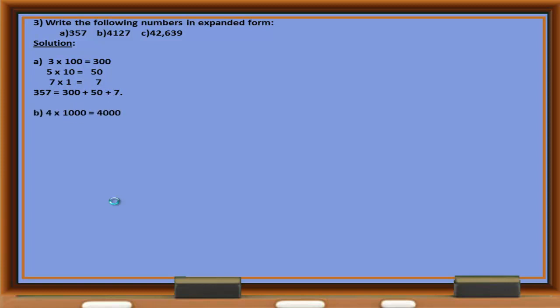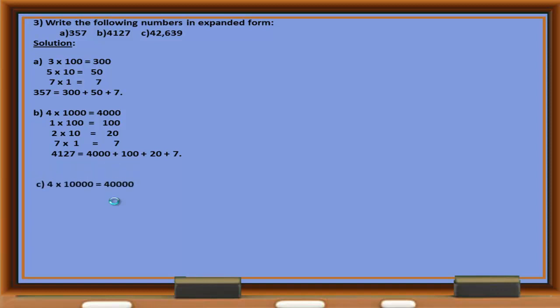B, 4 times 1000 is equal to 4000. 1 times 100 is equal to 100. 2 times 10 is equal to 20. 7 times 1 is equal to 7. Therefore, the expanded form for 4127 is equal to 4000 plus 100 plus 20 plus 7.